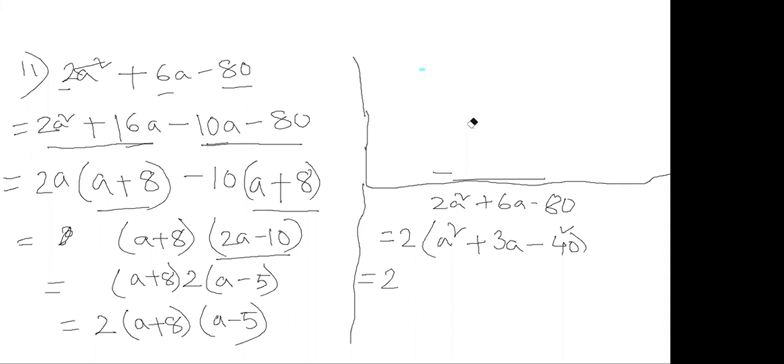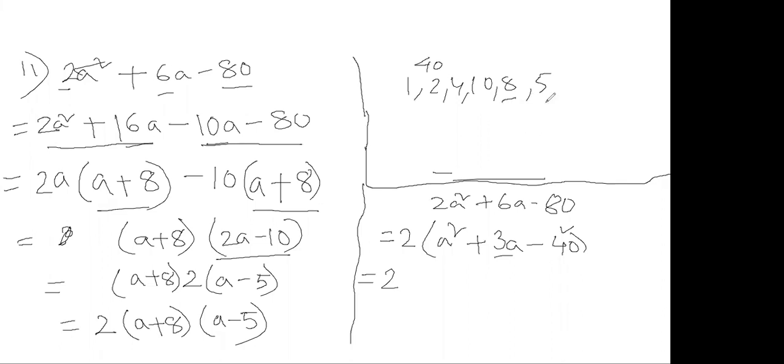So in this case a and 40. So 1 into 40, actually the number is 40. So what are the factors of 40? 1, 2, 4, 10, 8, 5. Okay, but I need to get 3a. So I need to subtract any two factors so that we can get 3a.